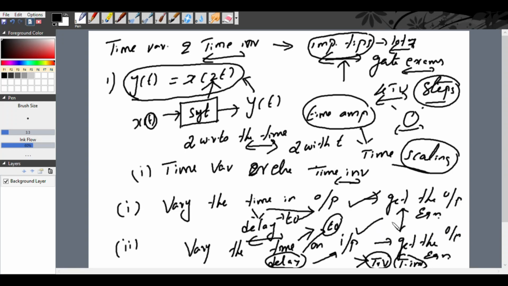Compare both. If both are the same equation, we can conclude that that particular system is time invariant system. Suppose if both the equations are not same, then that kind of system I can call it as time varying system. Okay.